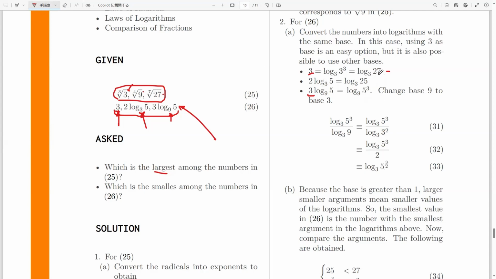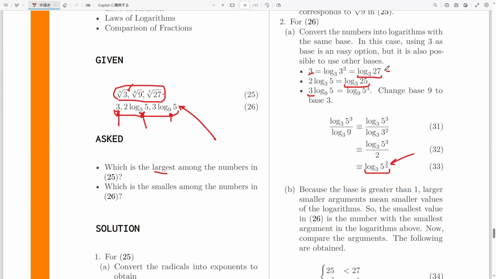So what we notice is that they all have the same base now. That's the base 3 for the logarithm. And again, because 3 is greater than 1, all we need to do is look at the argument. And the larger the argument, the larger the logarithm, the larger the entire number is, okay?